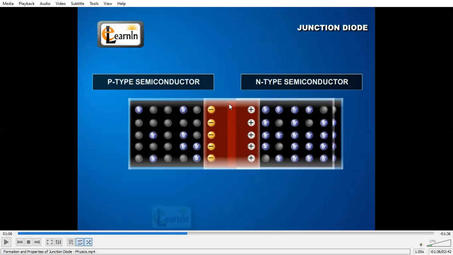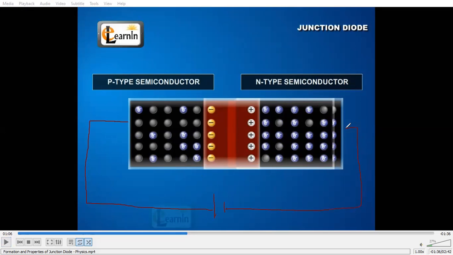That means the electron cannot flow to this side anymore, because negative, negative will repel, or positive, positive will repel. So the flow of charges will stop because of the depletion layer. Now, what happens if you have a battery? Let's say you have a battery with a higher voltage.